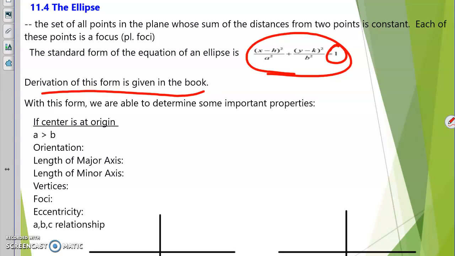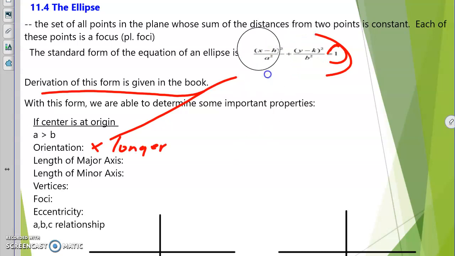Our orientation, in the case that we have up here, we know that our x-axis is a longer axis because the A is under the x. Wherever the A is, that's where the longer axis is. The length of the major axis is going to be 2A. From the center out to the vertices is that A distance, and I'll show you a picture of it when we get to the bottom. The minor axis is 2B, that's the other direction.